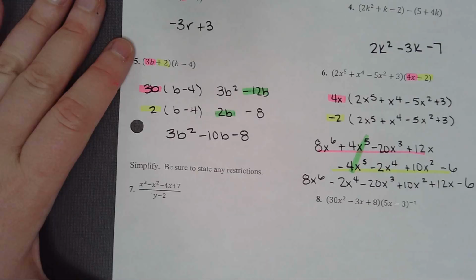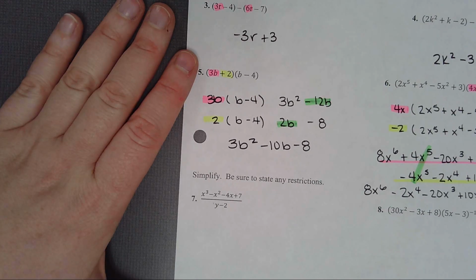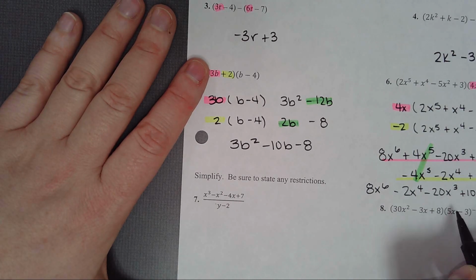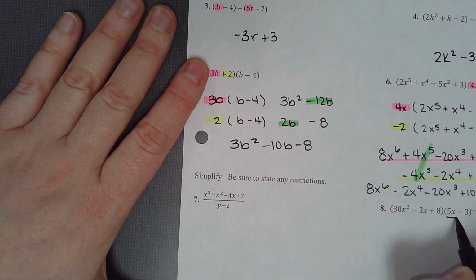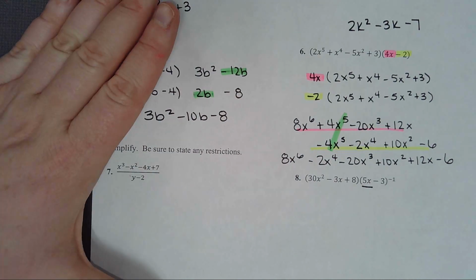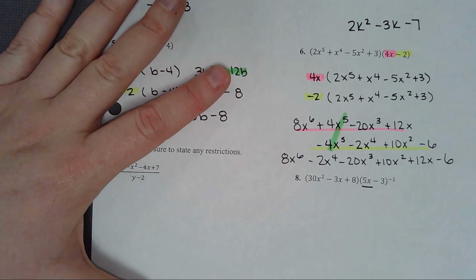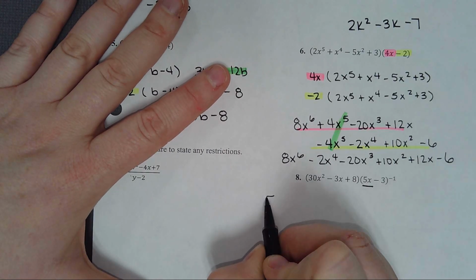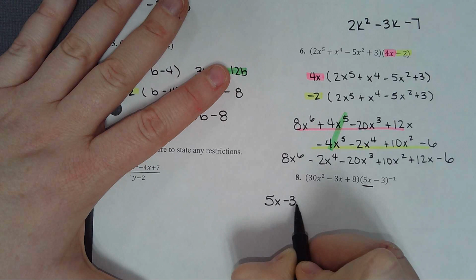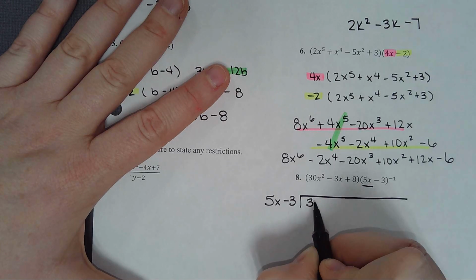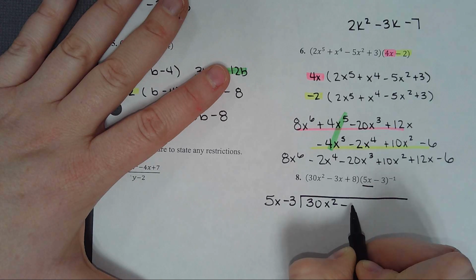So the next one we're going to do is longhand division. Longhand division is going to be number 8, and the reason why 8 is going to be longhand division is because a is not equal to 1. Whoops, moved it too far. So with this one, with a not equal to 1, we're going to put 5x minus 3 on the outside. And I'm going to put 30x squared minus 3x plus 8.